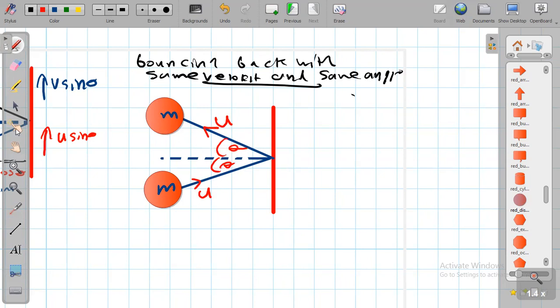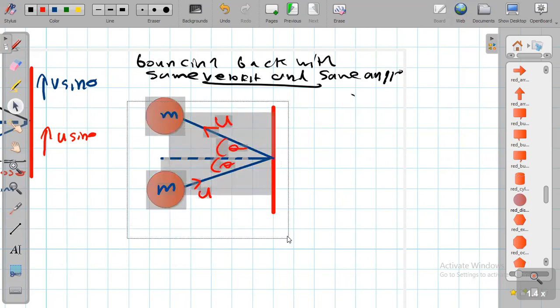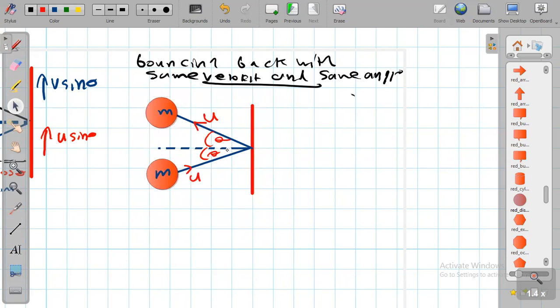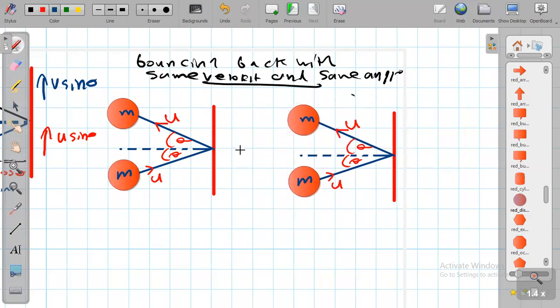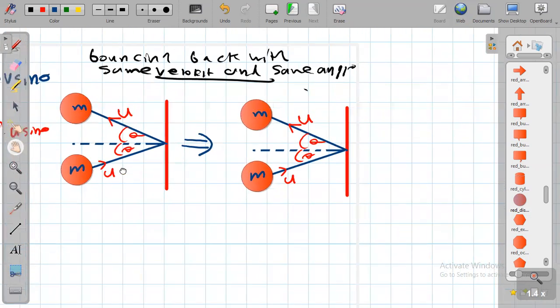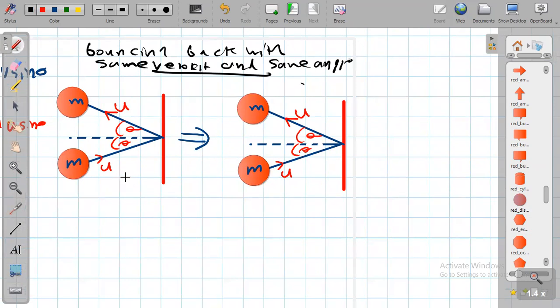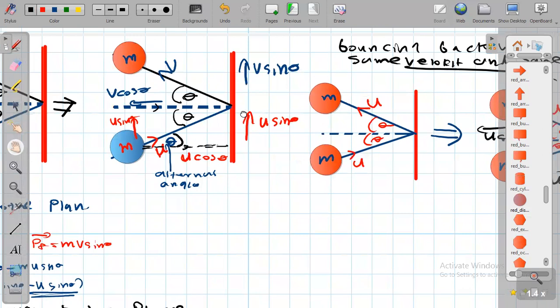Now you know the method, so what's going to happen? It is just moving at the same velocity and bouncing back. The same method: u cos theta, and here u cos theta again, this one u sine theta, and this one is also u sine theta. I am not explaining again because I explained too much in the previous one.